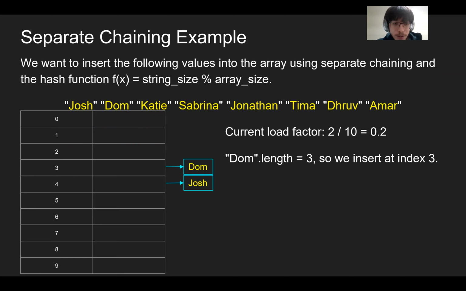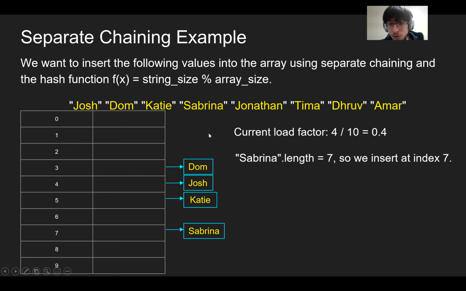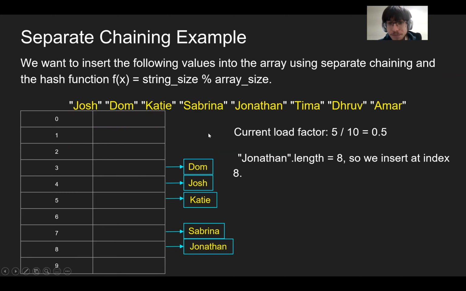So insert it at 3. And Katie is of length 5, so insert it at 5. Sabrina is of length 7, so we insert it at 7. Jonathan is of length 8, so insert it at 8. Tima is of length 4. And yeah, we already have something at 4, right?